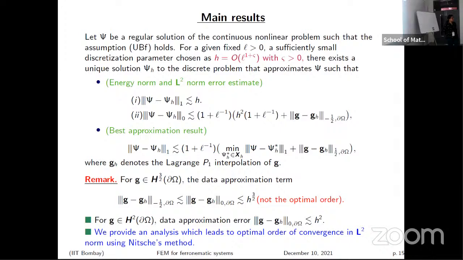Any further questions? The last question is... Start, right.